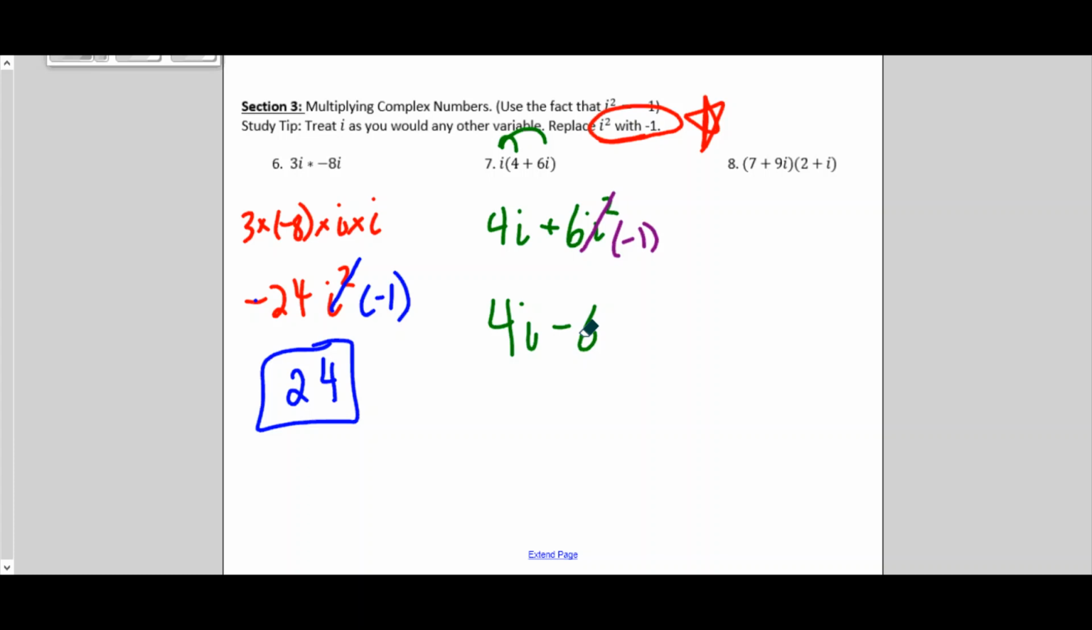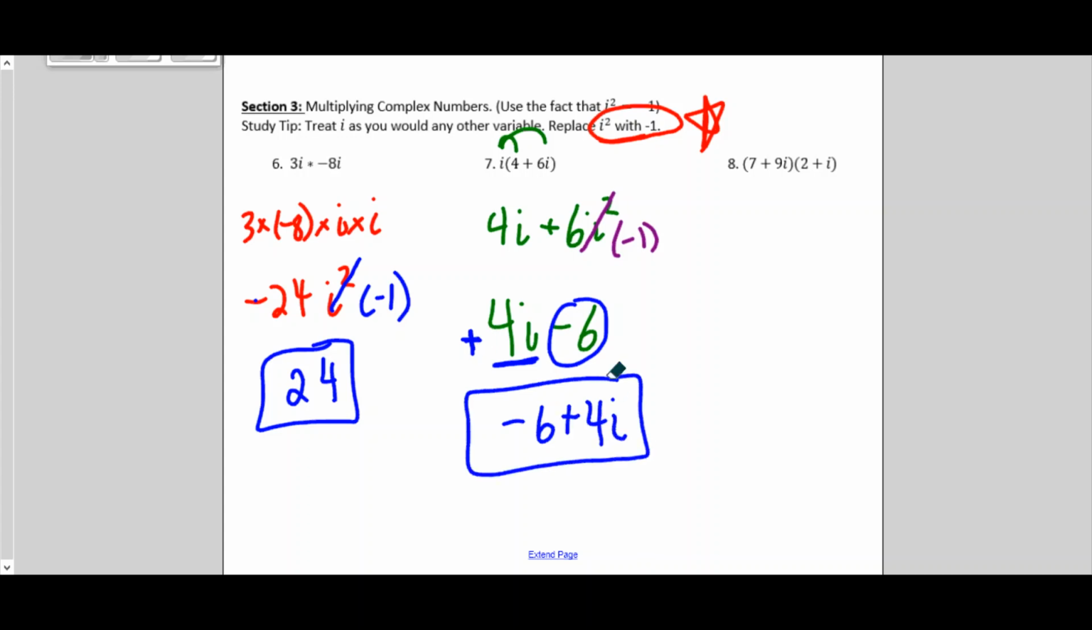And then we need to reorder this so that it's in the form a plus or minus bi. So the i has to come second. So I'm just going to switch these around. So I'm going to put negative 6 here. And this 4i, there's no sign in front of it, so we could think of it as being positive. So this will be plus 4i. So the i always has to come second.